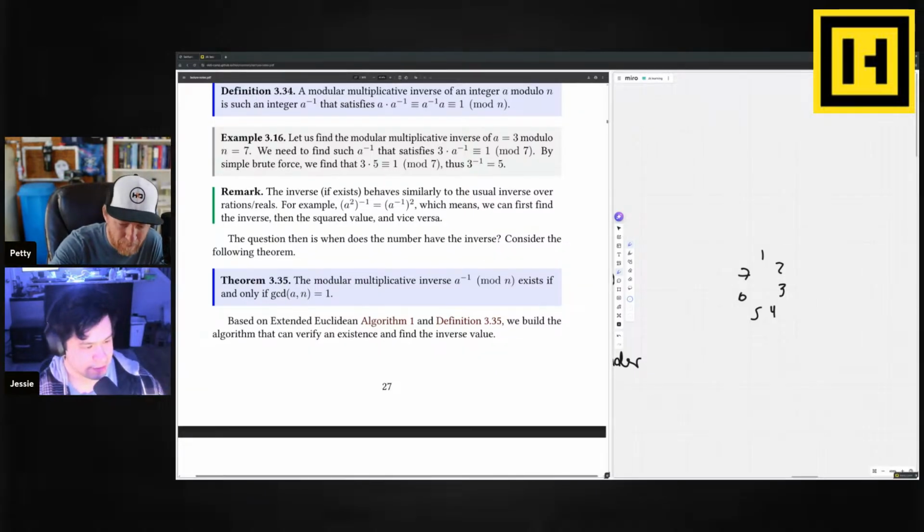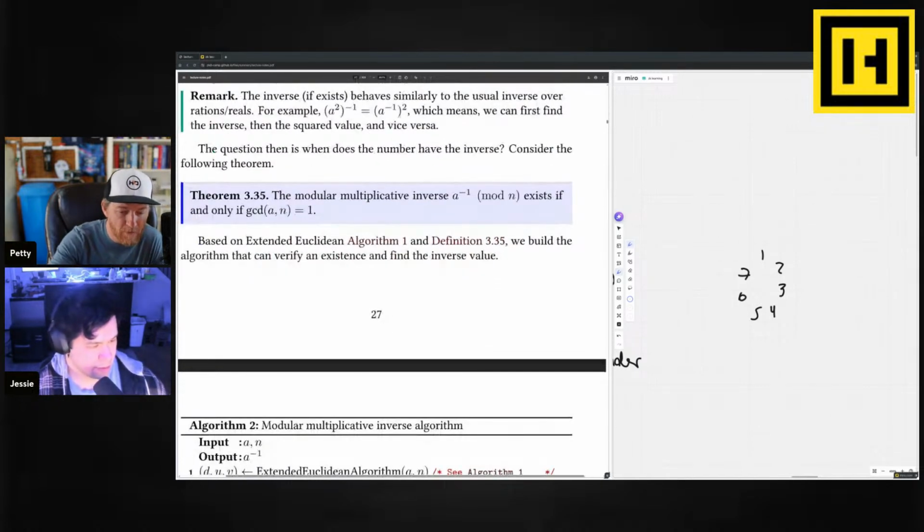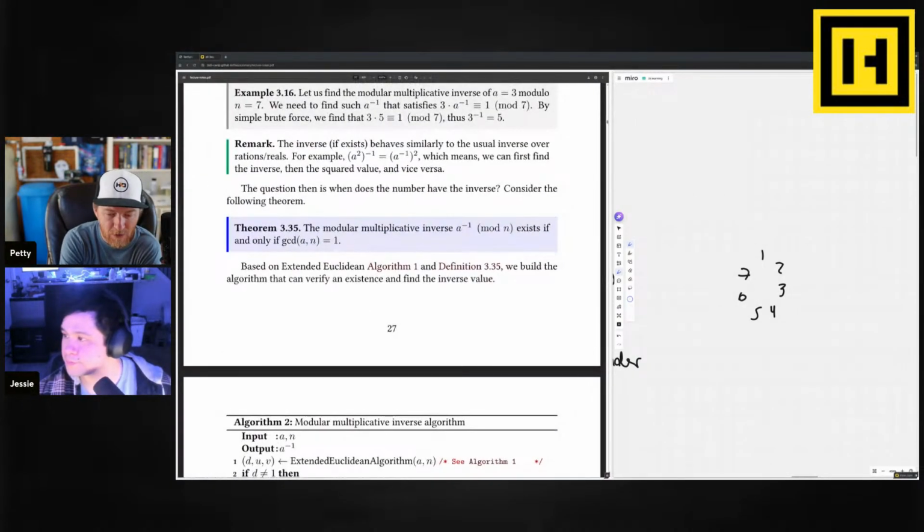All right, so we got that kind of remark. The inverse, if it exists, behaves similarly to the usual inverse over rationals or reals. For example, a squared inverse is equal to a inverse squared, which means we can first find the inverse, then square the value, or vice versa. So whichever process makes sense, you can do it.